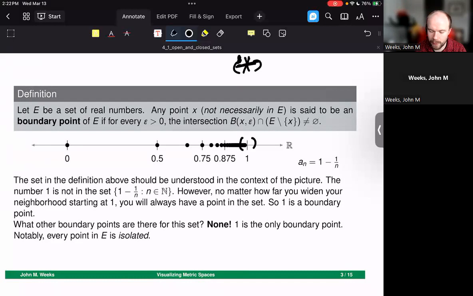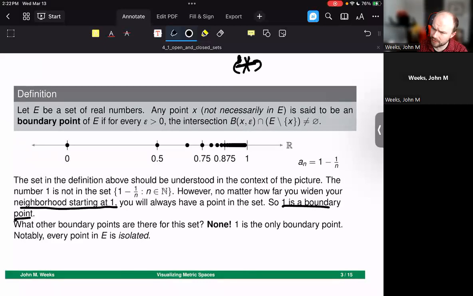Think about how that works with the point 1 here in the collection of all sequence elements of 1 minus 1 over n. The number 1 is not in this set. Notably, there is no n value that makes this equal to 1. However, no matter how far you narrow your neighborhood starting at 1, you can always find, in fact, infinitely many points of this sequence inside of that epsilon window. So you will always have a point in that set. That means that 1 is a boundary point.